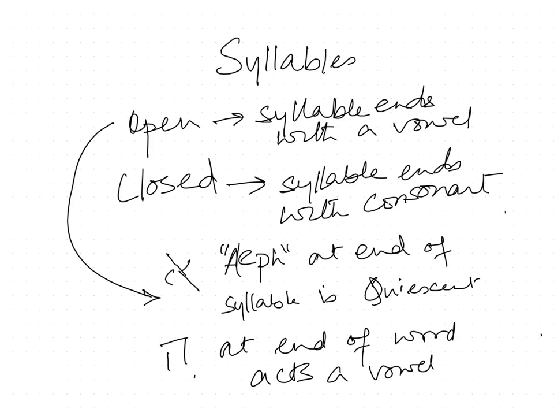Now, if a syllable has a quiescent aleph or a quiescent hey at the end of it, it is considered an open syllable, because that syllable is considered to be ending with a vowel. Aleph and hey are vowels there, and therefore it is an open syllable. Please bear that in mind. A closed syllable is a syllable that ends with any consonant, except it cannot end with aleph or hey, because aleph and hey, remember, are functioning as matres lectionis and therefore make an open syllable. Please bear that in mind.